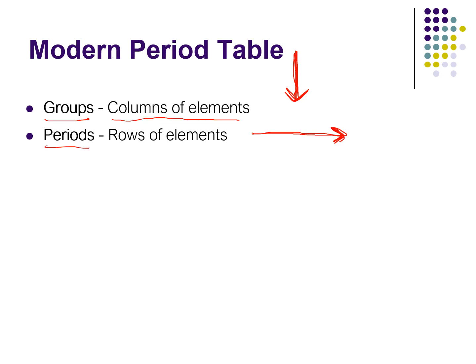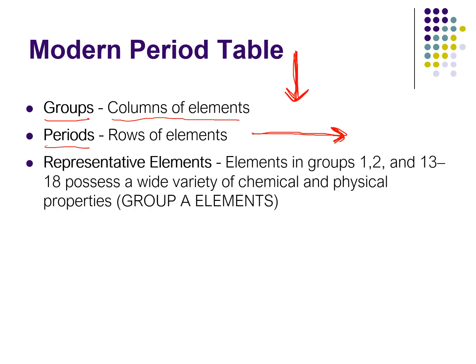Pag sinabi nating groups, ito po yung arrangement from top to down or the columns of elements. And lastly, we have the periods, which are the rows of elements, which describe the arrangement of atoms of the elements from left going to right. Yan, tatandaan po yan. Didiscuss po natin yung groups and periods ng ating periodic table.